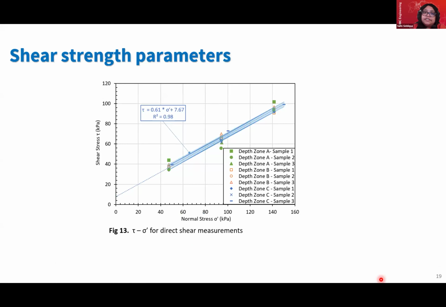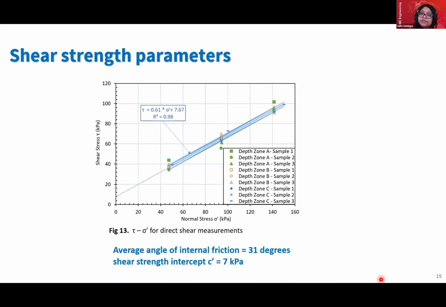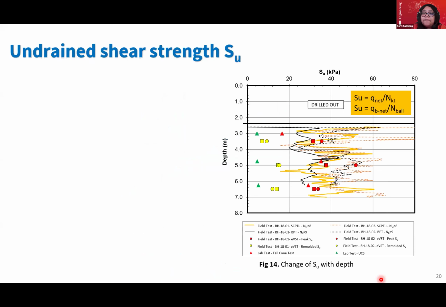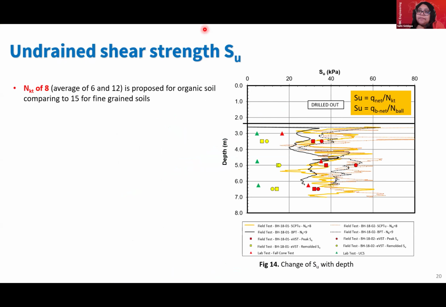And then we have shear strength parameters. We have an average angle of internal friction of 31 degrees, and the shear strength intercept is 7 kPa. As you can imagine, it's a very small intercept. Now we are looking into undrained shear strength from the field test. This is important because when we are doing in situ testing, we need to know what type of parameters we should be calculating to obtain the undrained shear strength, which is widely used for organic soil.